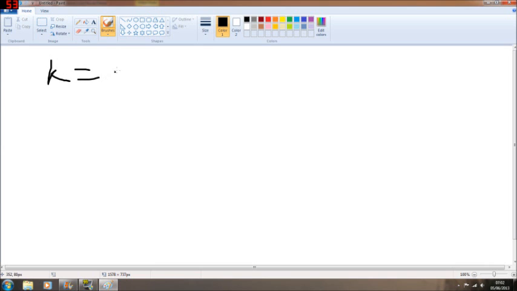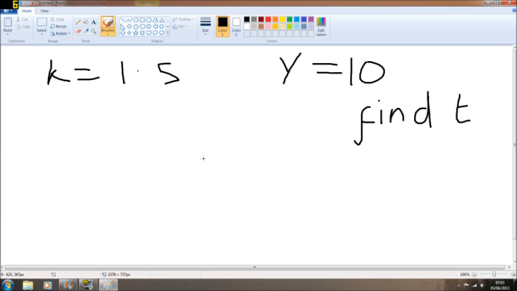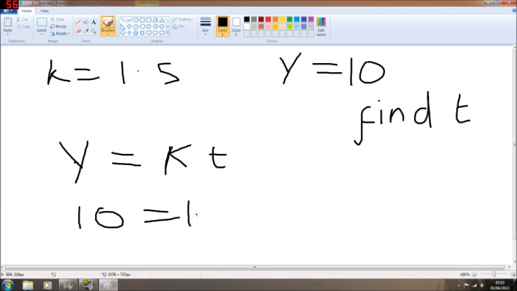So we have k equals 1.5. And in the next part of the question, they will usually give you a different value of y and a different value of t, and they'll say, find the answer to y or t. So if they say y equals 10, find t, you would write it out like the first time you write it. Because it said y is directly proportional to t, you always write y first. And you write y equals kt, and you write down all the numbers you know. For example, y here in this case is 10, so you write 10. k is 1.5. And they said find t.